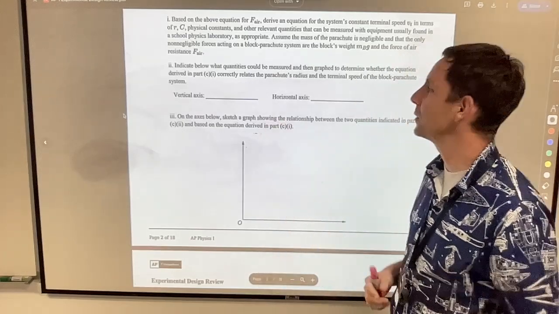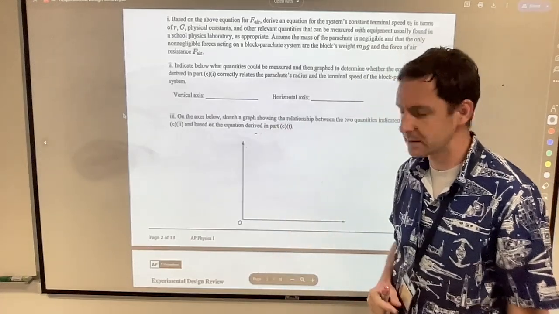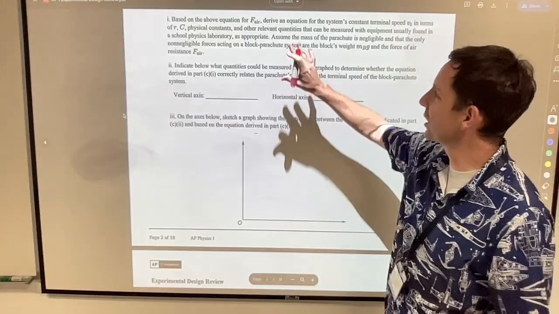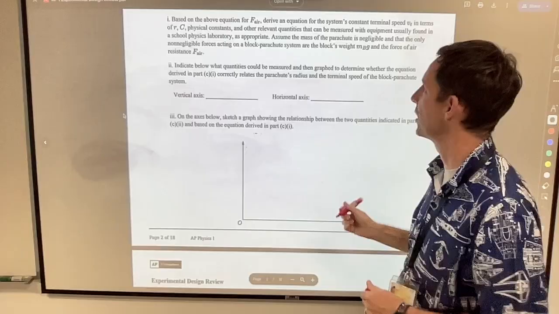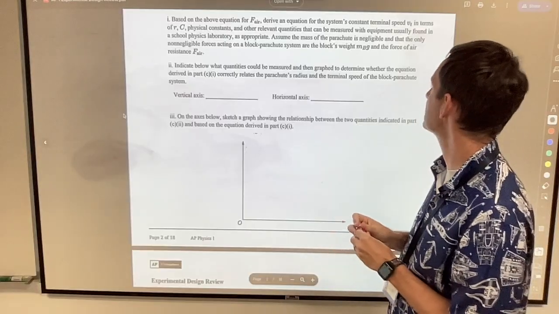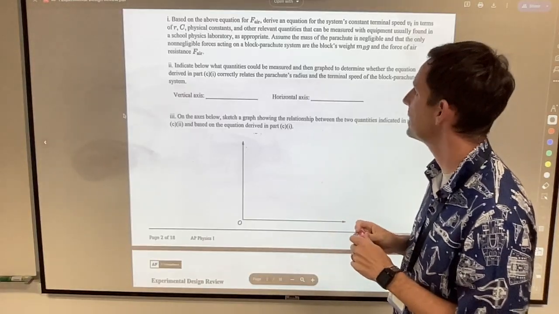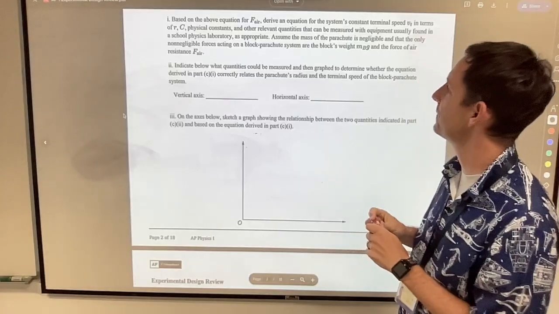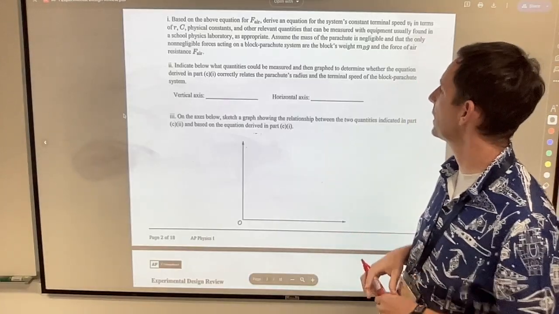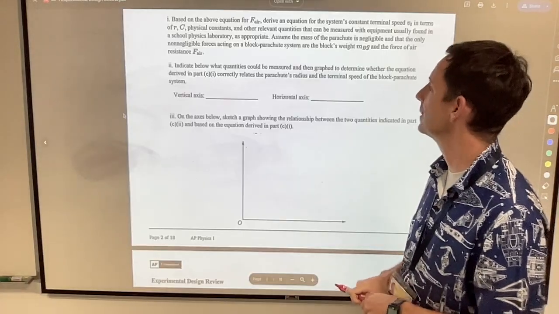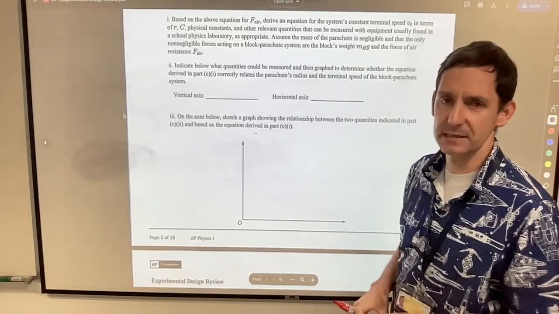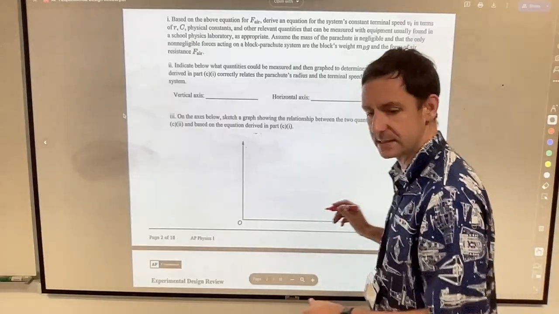This is probably the most important part of this. All right, so here they say again, based on the above equation for F air, derive an equation for the system's constant terminal speed in terms of R, C, physical constants, and other relative quantities that can be measured with equipment found in a high school physics lab. All right, so they want us to take that equation.